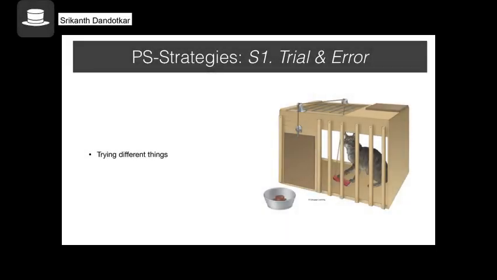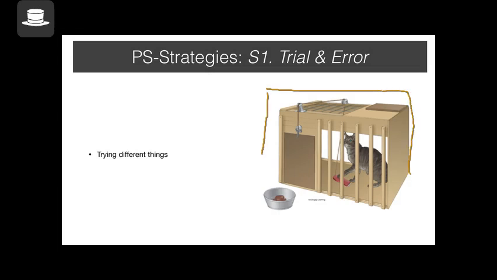Let's talk about strategy 1, trial and error. Remember this cage? Remember Thorndike's law of effect? The cat is placed in this box, and there is food outside, and the cat has to figure out a way to get to the food. Now, guess what the cat does? It tries several things, right? It hits the door, it does something and something till it accidentally hits upon this particular lever, right?